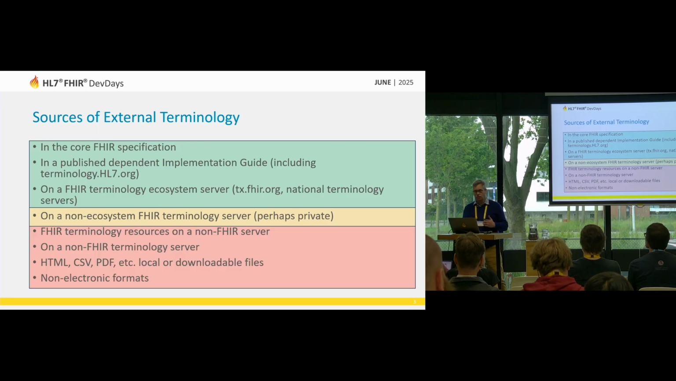Other sources are not as accessible. Perhaps the external terminology lives on a FHIR terminology server that isn't part of the ecosystem, or on a non-terminology FHIR server. Maybe the terminology is stored as FHIR resources, but the resources are files on a wiki or FTP site. Maybe they aren't even FHIR resources. Maybe their author publishes them as CSV files or in a database. Or worst of all, maybe the terminology lives in a book on someone's shelf. As you can see, there's a huge range of sources of terminology for your IG, which may be easier or harder to integrate.